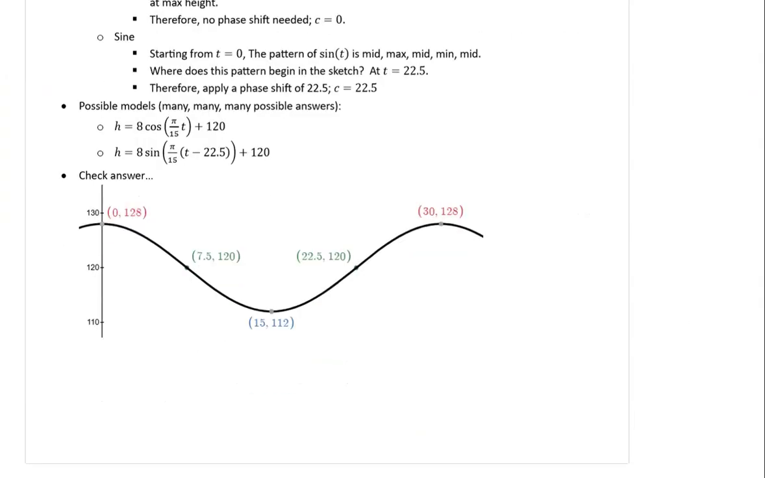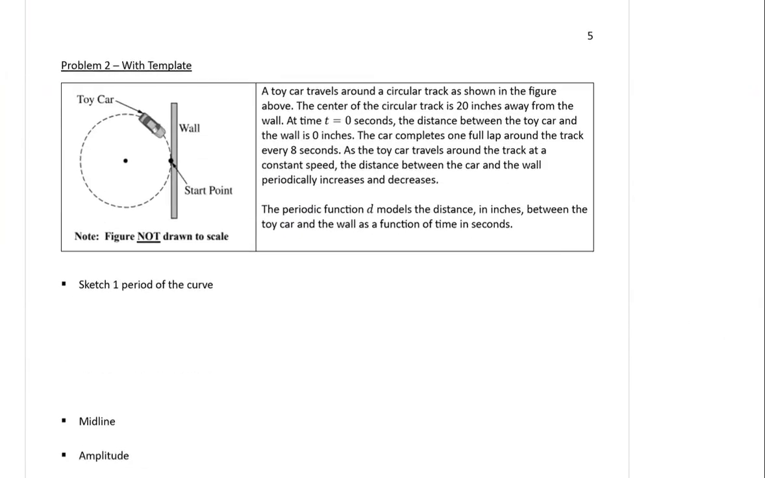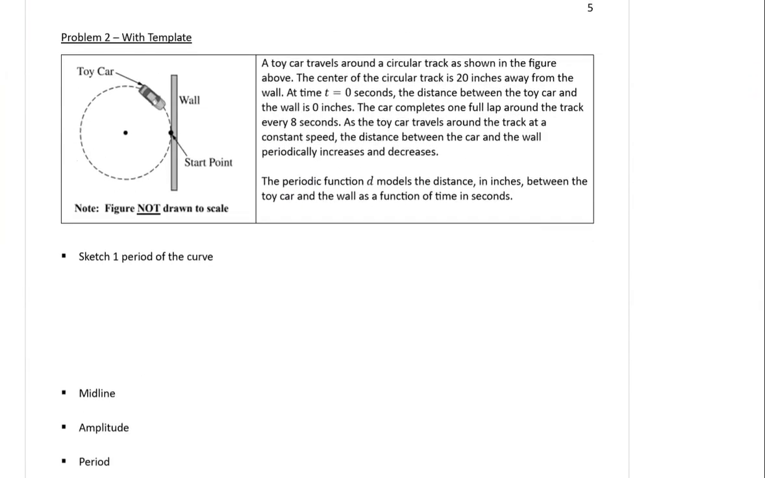Okay, let's do another one with a template. Okay, you'll see me do it live. It's not all printed out. No cheating. Okay, so a toy car travels around a circular track as shown in the figure above. The center of the circular track is at 20 inches from the wall. 20, all right. At time t equals 0 seconds, the distance between the toy car and the wall is 0 inches. So that's where I marked the starting point looks like. All right. The car completes one full lap around the track every 8 seconds.